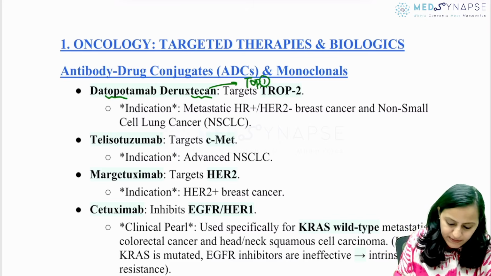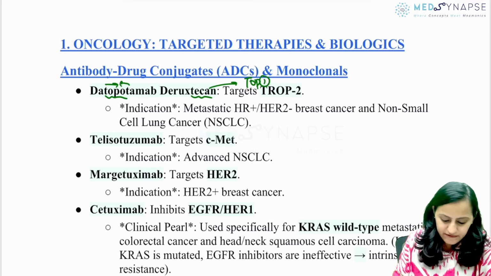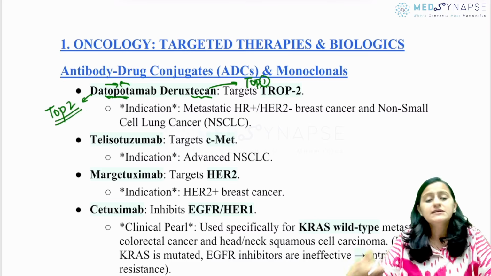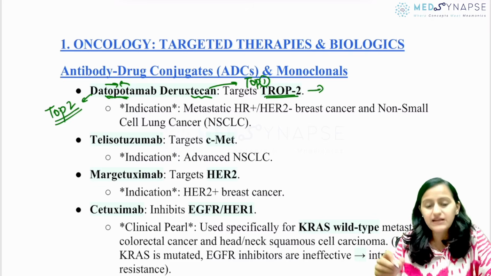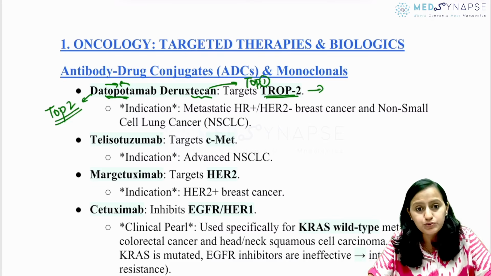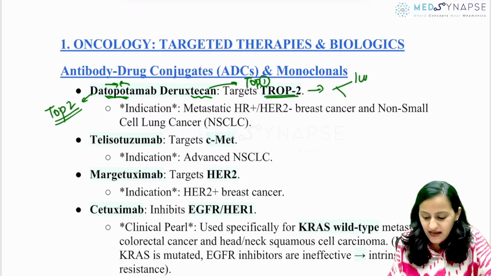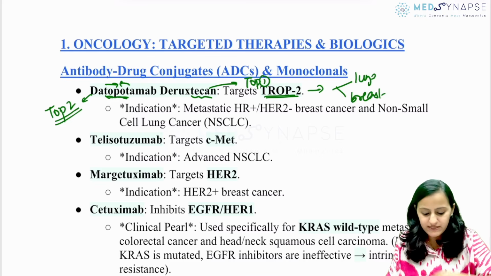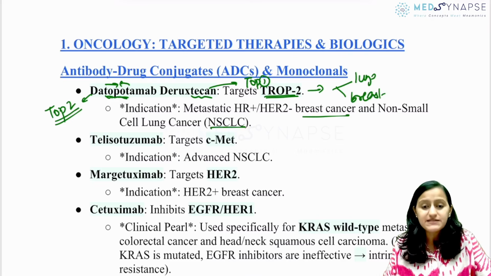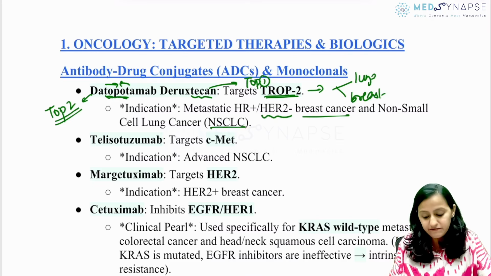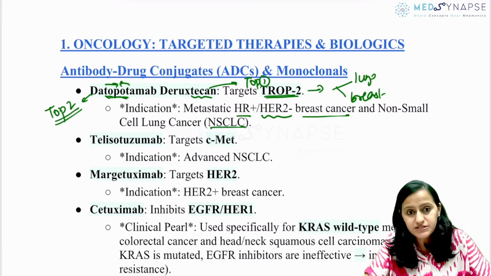So when you look at the spelling of this drug, it is TOP, and the reverse also you have TOP, top and top. So top is coming two times. So remember it is top2, that is TROP2 targeting drug. It targets TROP2. And we have two lungs and we have two breasts, right? So what is it used for? Breast cancer and non-small cell lung cancer. Which breast cancer? Which is HER2 negative but hormone receptor positive.